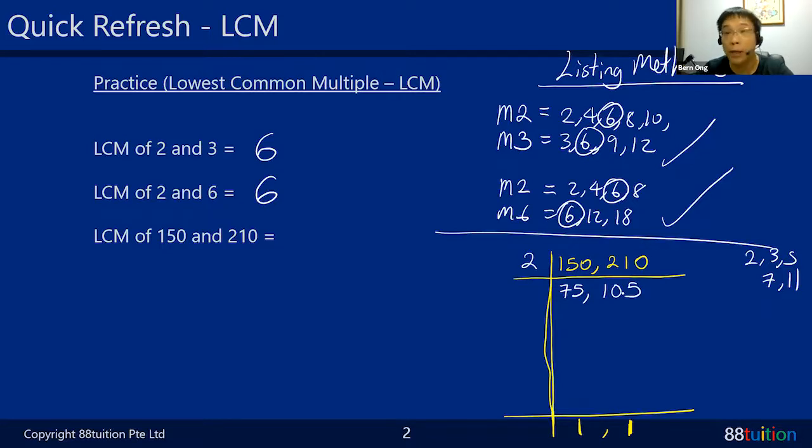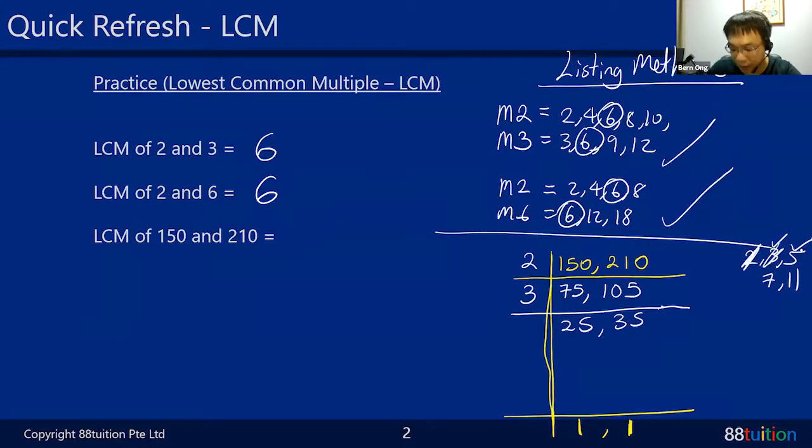At this moment, you cannot divide by 2 anymore because both of them are odd numbers. So go and divide by 3. 75 divided by 3 is 25. 105 divided by 3 is 35. Can you still divide by 3? Cannot already.